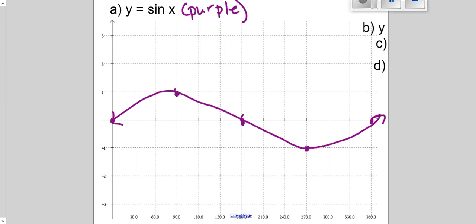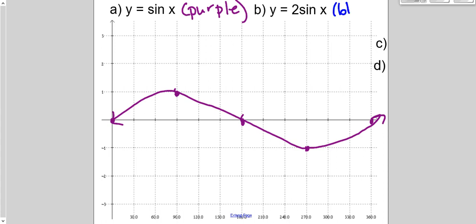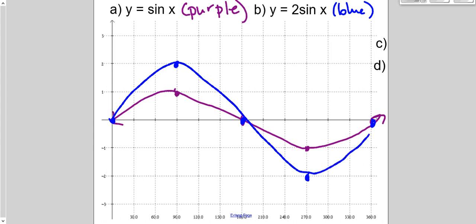And so y equals 2 sine x. And we're going to do this one in blue. So according to my table of values, it was still 0, 0. At 90, it was at 2. At 180, it was at 0. At 270, it was at -2. And then 360, it was at 0. So we can see how it is. It's kind of like vertically stretched it out, but it keeps the x-intercepts the same.